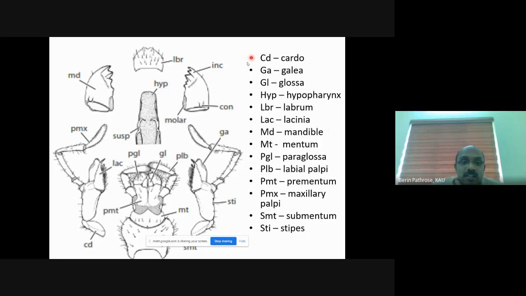I forgot to write the heading over here. It is chewing and biting type of mouthpart. This is the basic structure. This commonly we see in the case of grasshoppers, cockroach, etc.